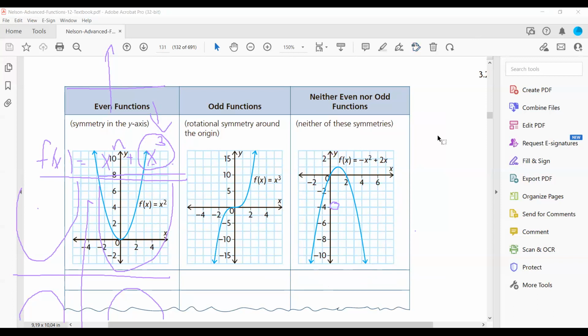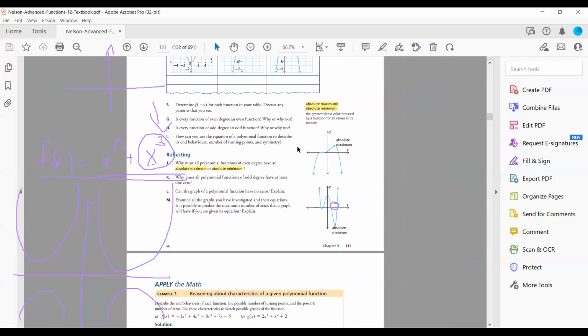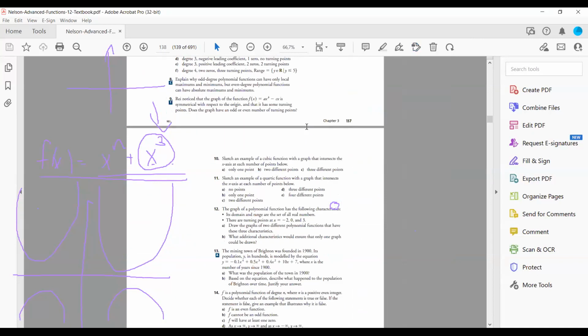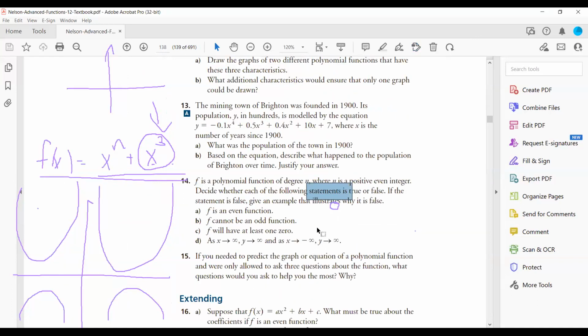And your question, if it's not even, then why is it not odd? Because in the question it says the degree of this function is n, and n is a positive integer. Then how? Oh, sorry, I thought it says n is even. Just give me a second. I thought it says n is an even degree. It just says that it's positive.